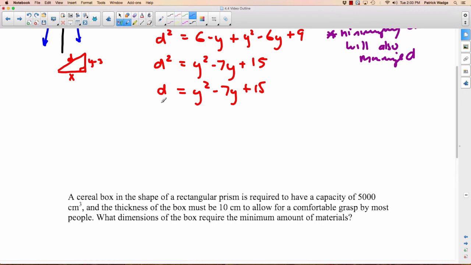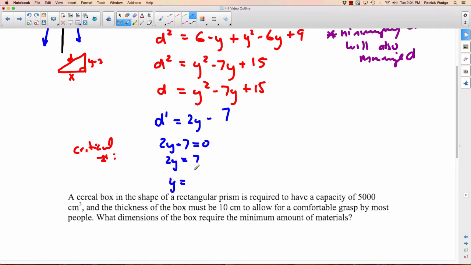Okay, the derivative is d prime, and it's actually a pretty easy derivative. Take the 2 down, minus 7. And then what we want to do is find the critical values, critical numbers. And in order to do that, we want to know, when does this not exist? Well, it always exists. Or when is it that it equals 0? So I would have 2y minus 7 equals 0. That's pretty easy to solve. 2y equals 7. y equals 7 over 2, which is the same as 3.5.